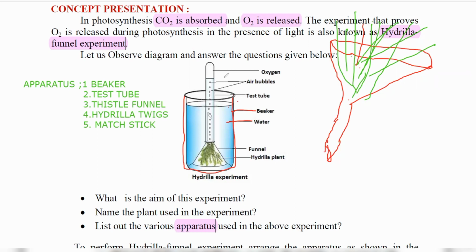And this thistle funnel you insert into a test tube. So this is the test tube which we can see, and this is the thistle funnel. You have to insert the test tube like this, and the entire setup we have to turn upside down and keep in that beaker.